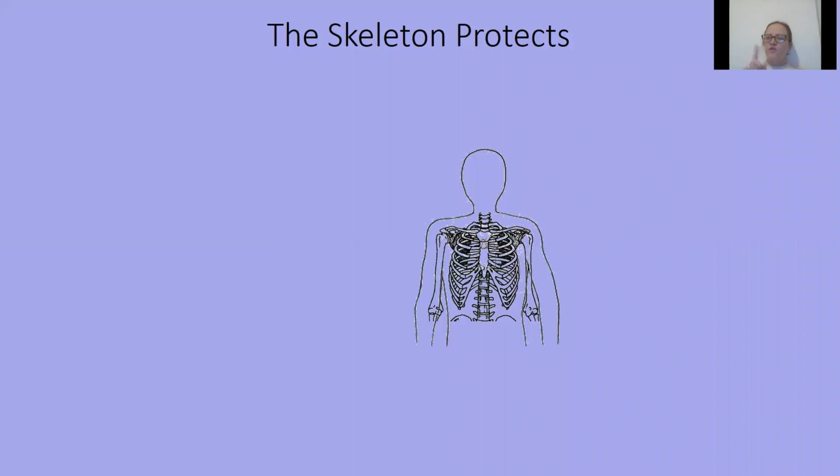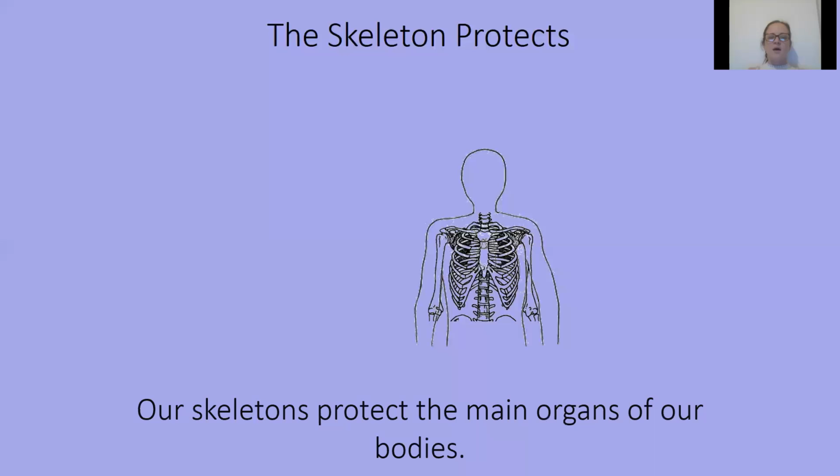So the first thing that a skeleton does is that it protects. Our skeletons protect the main organs in our body. So the skull that we have at the top here protects our brains. So we have our skull or a cranium, depending on which word we looked at. In the song that we looked at this term, it uses the term cranium, but we can also say skull. So my brain is protected by my skull.